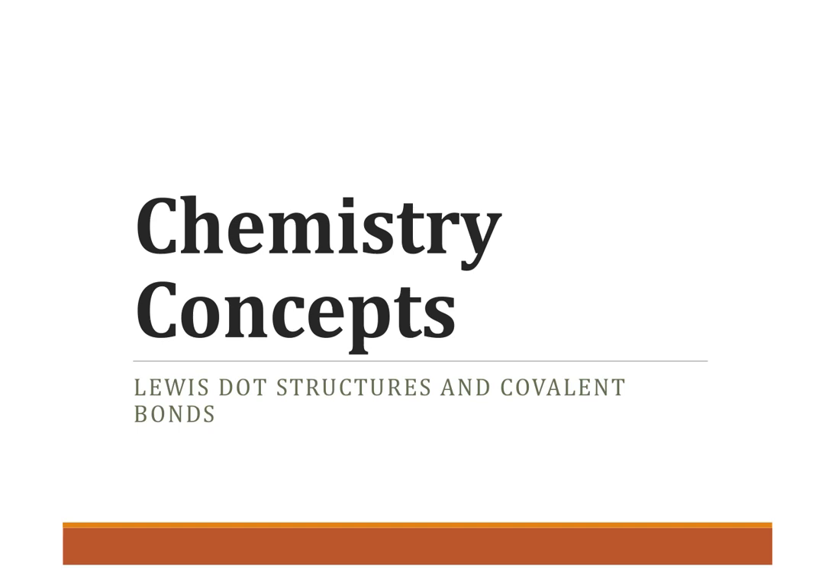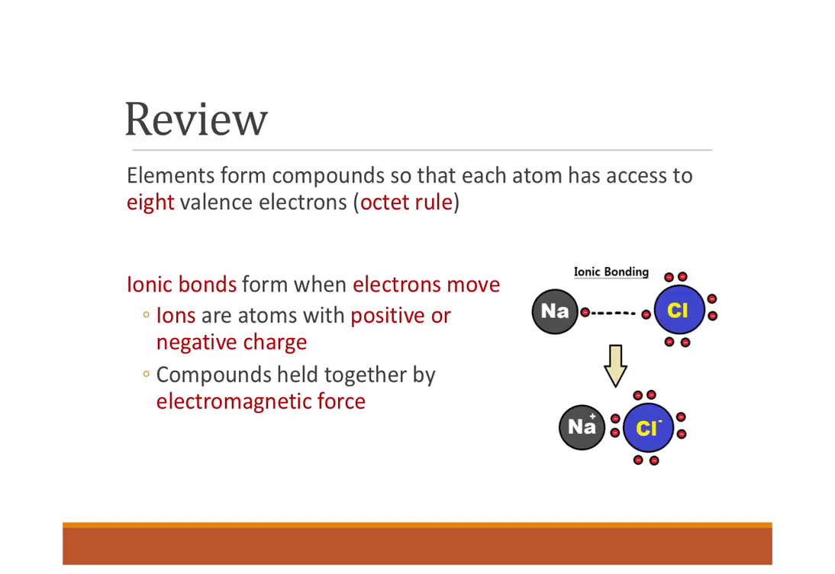In this video, I'm going to be talking about Lewis dot structures and how we use them to show covalent bonds. Let's start with a few words of review. Remember that when atoms or elements go together to form compounds, they do it in a way so that each atom has access to 8 valence electrons, and we call that the octet rule.